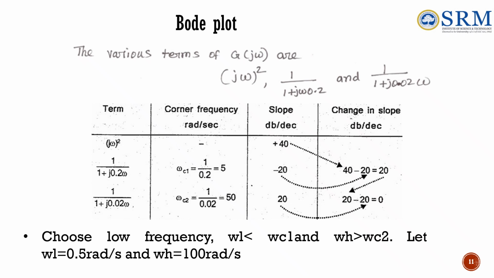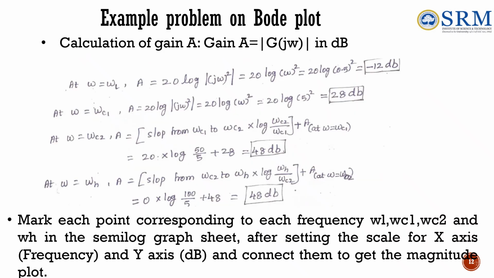So next we need to choose two more frequencies. Those are ωL, which is less than ωc1, and ωH, which is greater than ωc2. Let's take ωL equal to 0.5 radian per second, which is lesser than 5 radian per second, that is ωc1, and ωH is equal to 100 radian per second, which is greater than 50 radian per second, that is ωc2.